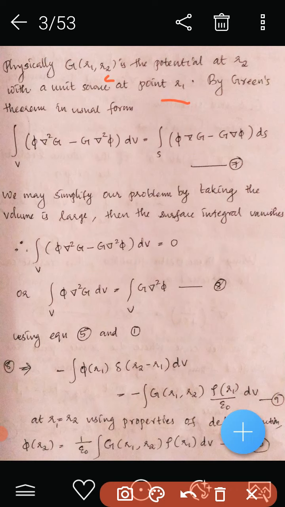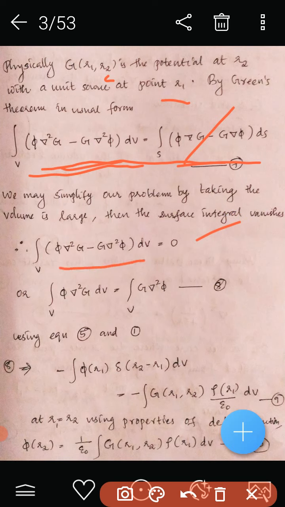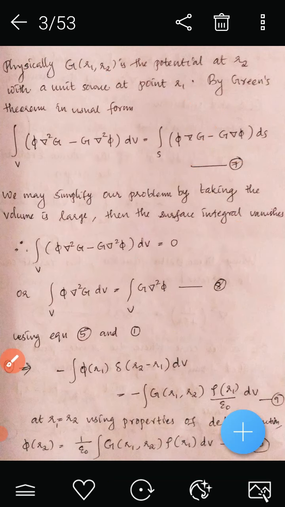So from Green's theorem or the Stokes theorem, this is our normal formula. We may simplify our problem by taking the volume to be large, then the surface integral vanishes. We are converting the volume integral into a surface integral, and the surface integral vanishes, meaning the left hand side is equal to 0. I just separated these two and brought one term to the right hand side. Then the volume integral of phi del squared g dv equals the volume integral of g del squared phi. Now we can use equations 5 and 1. What are equations 5 and 1?